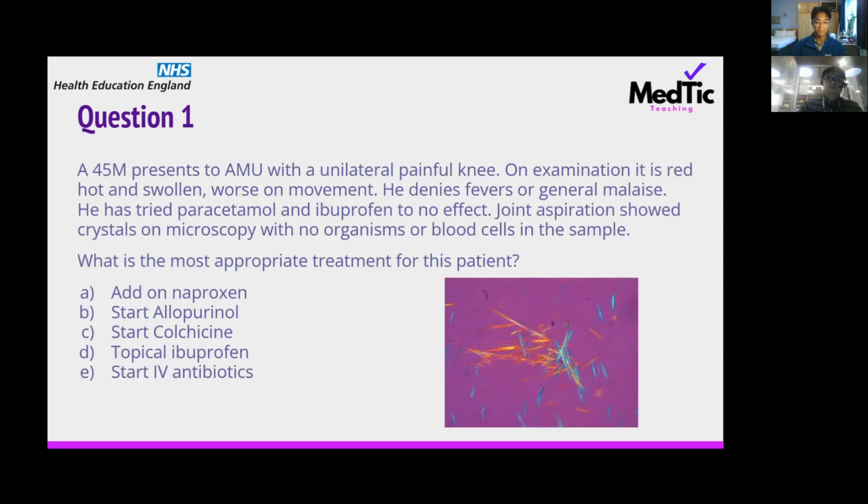So question one, I'll read them out and I'll give you a couple of minutes to put them on the poll. A 45-year-old male presents to AMU with a unilateral painful knee. On examination, it's red, hot, and swollen, and the pain is worse on movement. He denies any fevers or systemic symptoms like general malaise. He's tried paracetamol and ibuprofen to no effect, so the pain's still there. Joint aspiration is performed, and when you look at it on a microscope, you can see no organisms or white cells on the sample. The picture of what you see is in the bottom right-hand corner. Given your findings and the likely diagnosis, what's the most appropriate treatment for this patient?